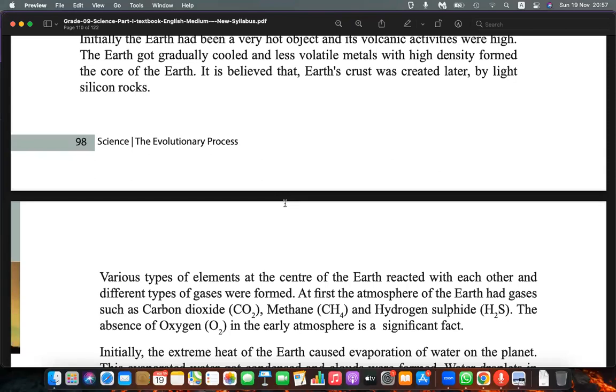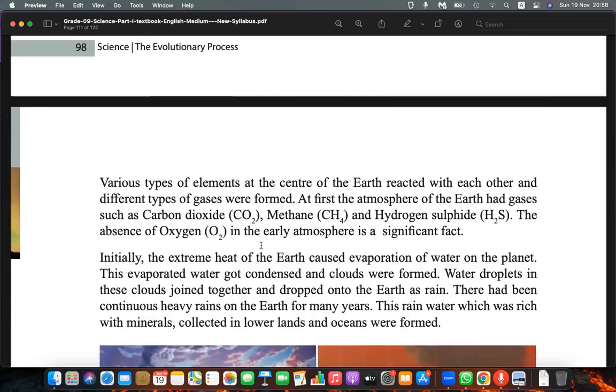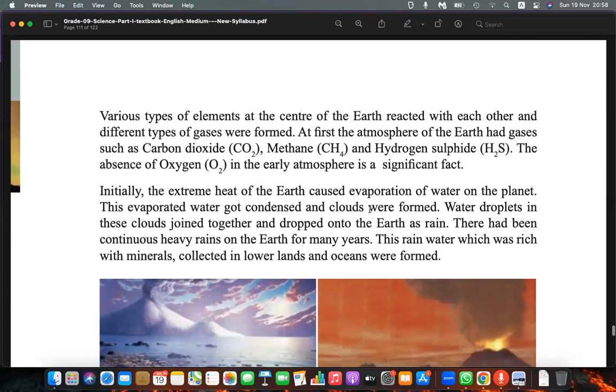The first atmosphere of the Earth, in this theory they believe, was basically CO2, carbon dioxide, methane, and hydrogen sulfide, and initially oxygen was absent in the atmosphere. But later, the extreme heat of the Earth caused evaporation of water on the planet. This evaporated water condensed and clouds were formed, right?